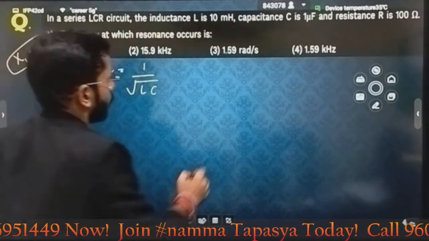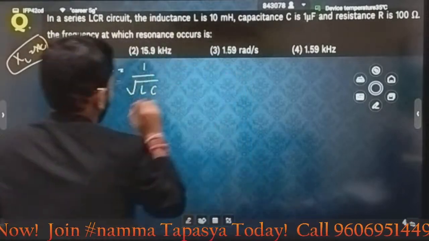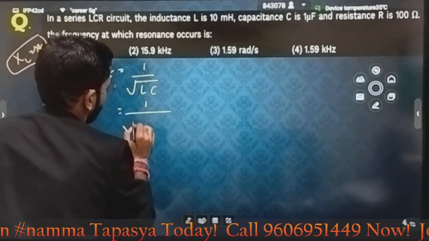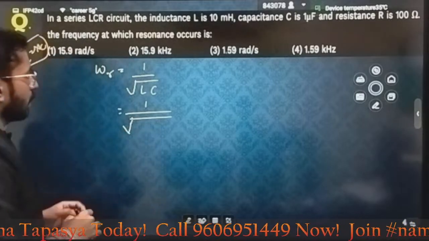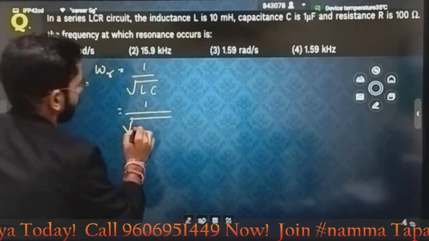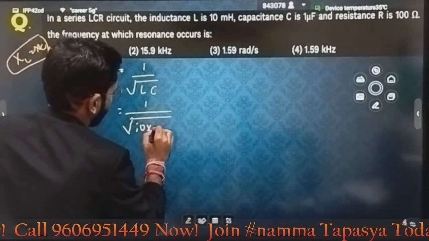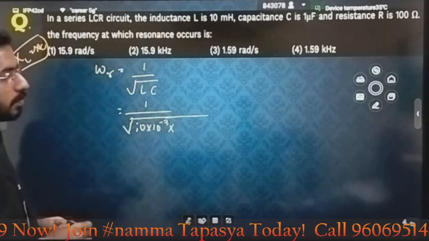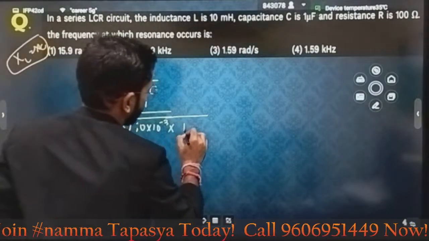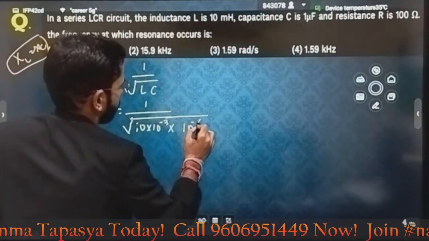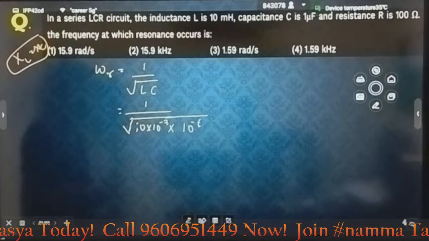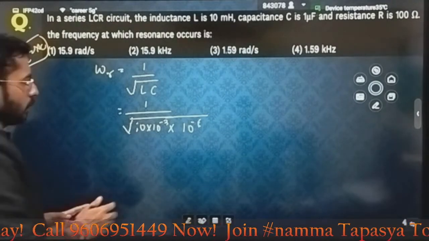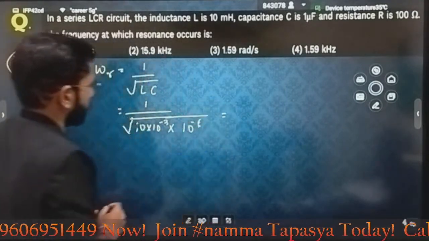Now let's see, both the values are given here. L, the inductance, is 10 millihenry, 10 into 10 to the power minus 3. What can I say about capacitance? 1 microfarad means 10 to the power minus 6. Clear? Now see what else you can do.